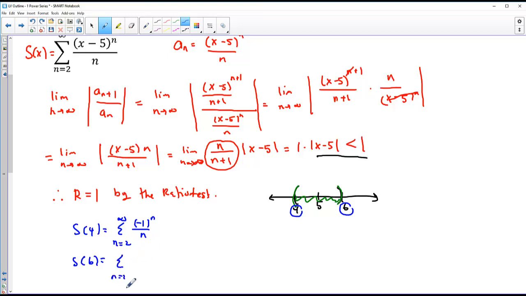And then look at the next one. When you plug in 6, so n is equal to 2 to infinity, it says, if you plug in 6, 6 minus 5 is 1. And remember, 1 to the n is just 1. So you just get 1 over n.